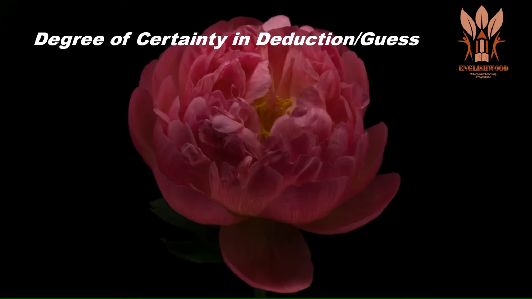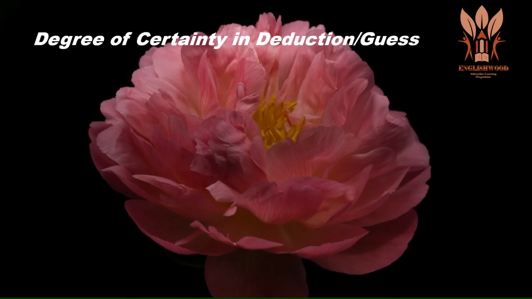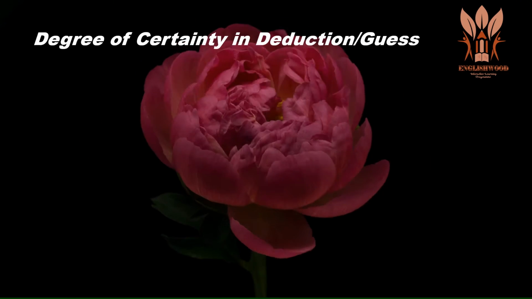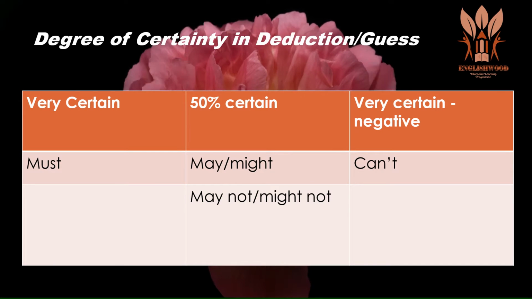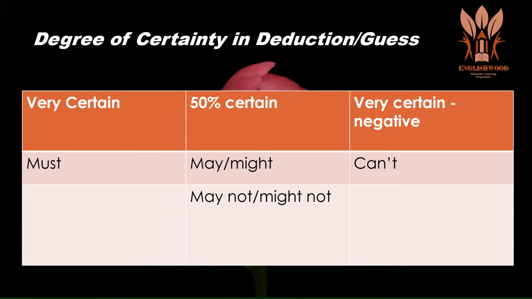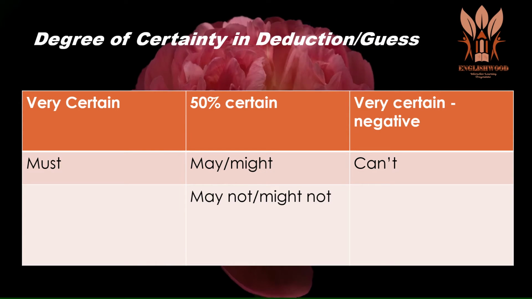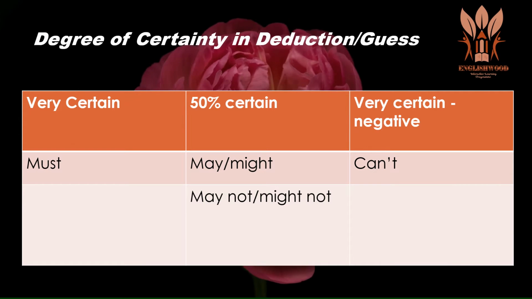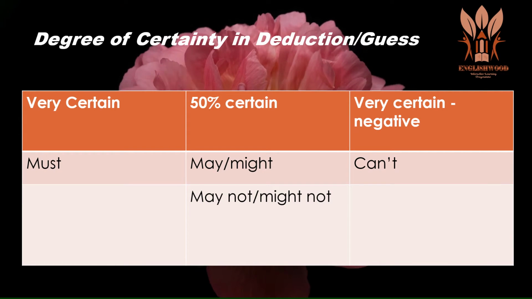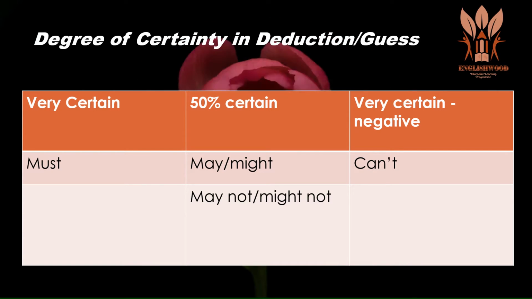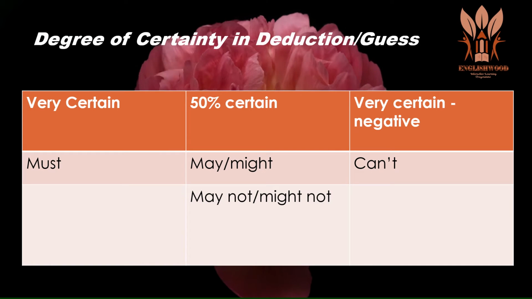Before we understand the use of must, may, might, and can't, you should know the degree of certainty in deduction or guessing. When you want to talk about very certain things, we use must, and if it is about 50% certain things, then may or might. For the negative, you may use may not and might not, and for a very certain negative thing, that is can't. So must and can't are opposite to each other, whereas in may and might you are using may not and might not.